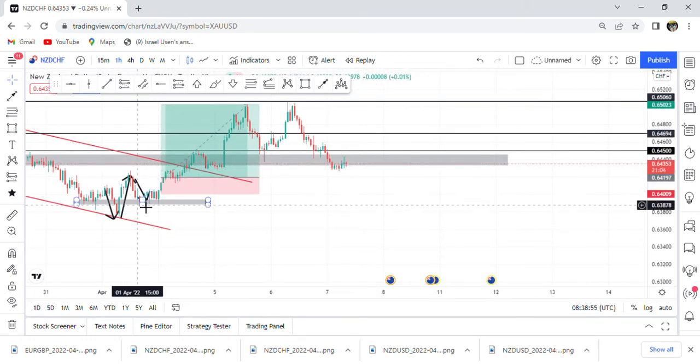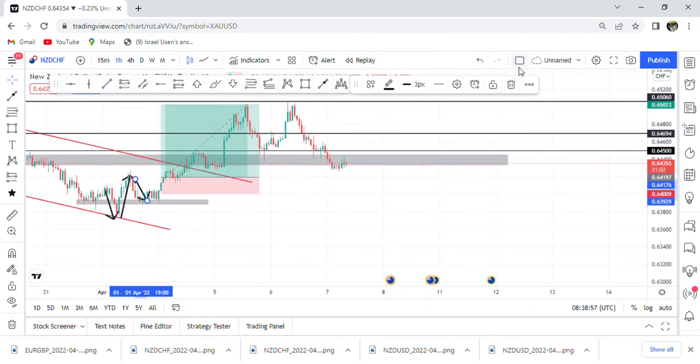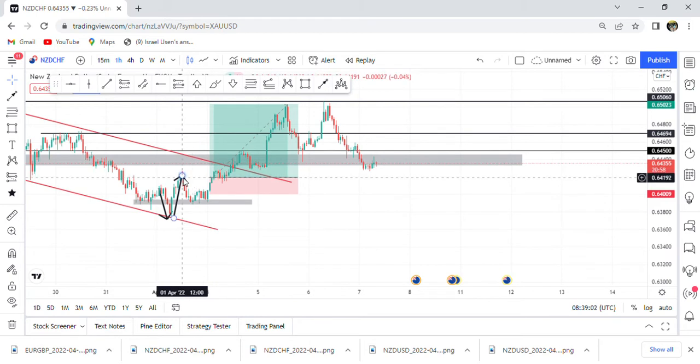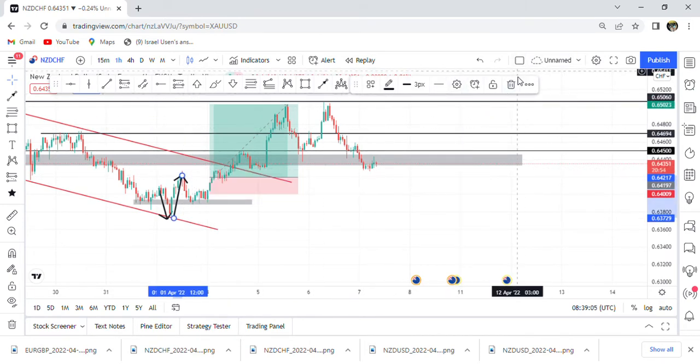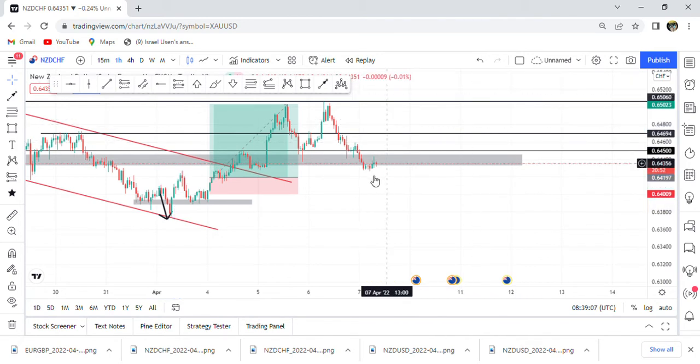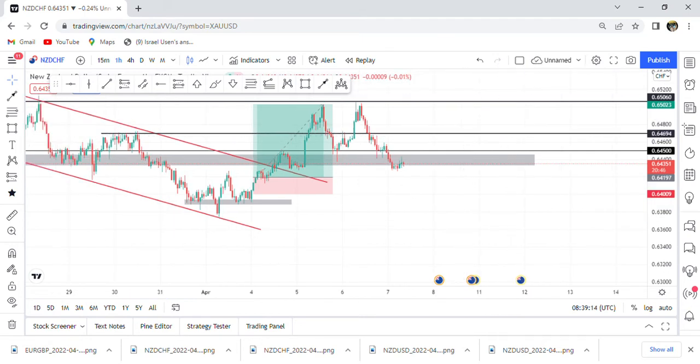So on waking up, I saw this breakout. Beautiful one, beautiful break to the upside. Push with the momentum. I saw price pushing to the upside. So I knew that it's time we are going to break this trend line beautifully.